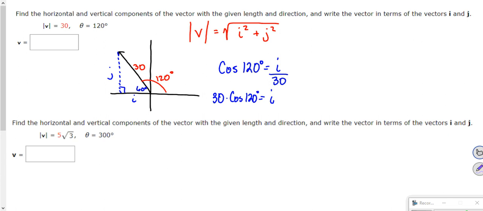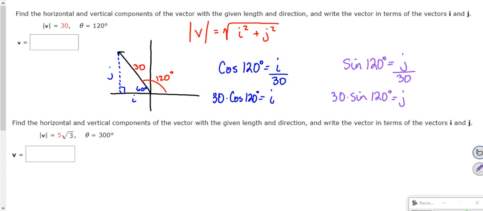Now let's talk about J. J is going to be sine. So sine of 120 degrees equals J over 30. Remember, sine is opposite over hypotenuse, where cosine's adjacent over hypotenuse. So this means that J equals 30 times sine 120. And again, we could have used sine of 60, and we would have gotten the exact same answer because sine is positive in both the first and second quadrants.